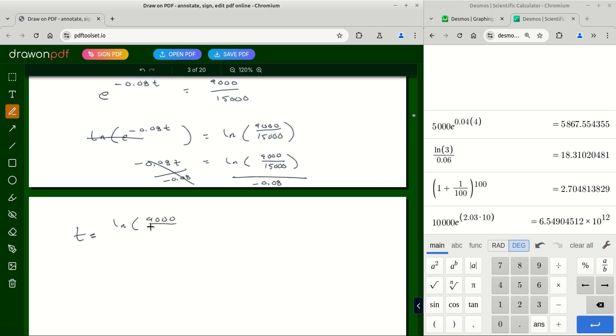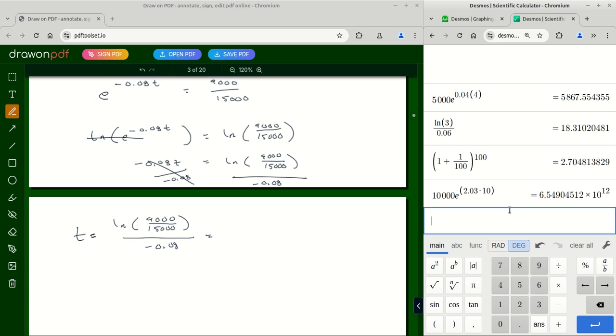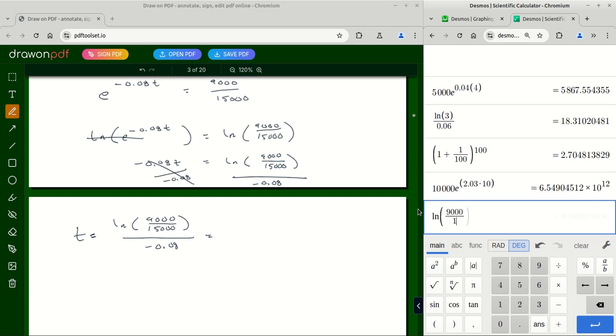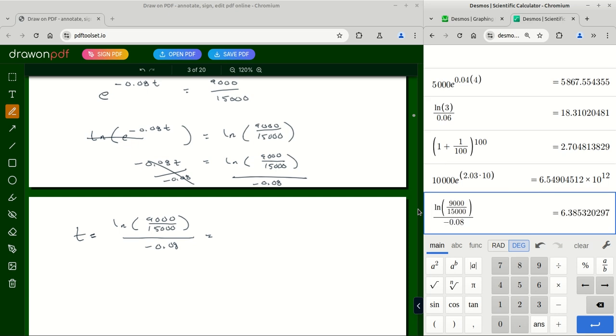So 9,000, 15,000, and all over 0.08. Calculator, here we go. I already have the answer. I just want to make sure that you're seeing that I do this in Desmos beforehand. And I guess it's also just to verify that I'm getting the same numbers twice. I mean, I can mess things up, but it does happen.